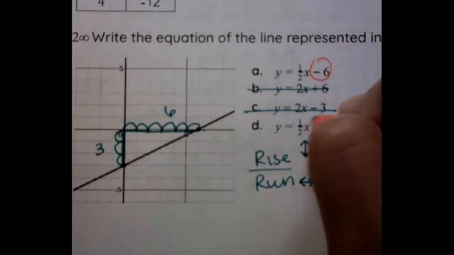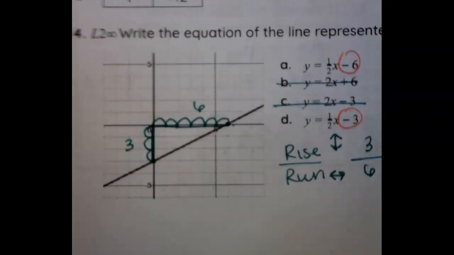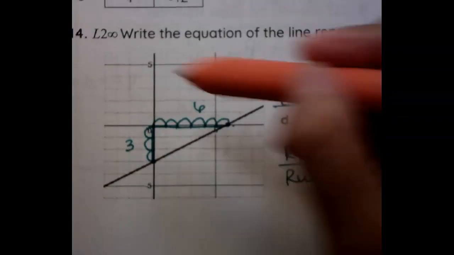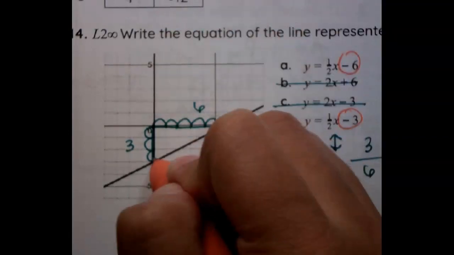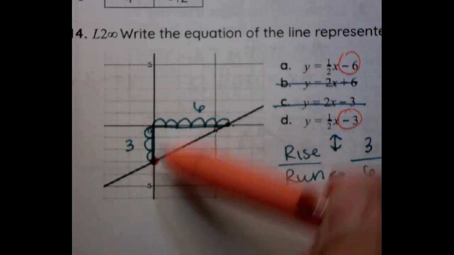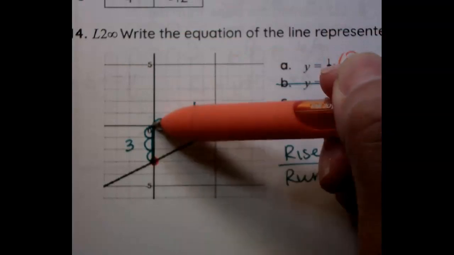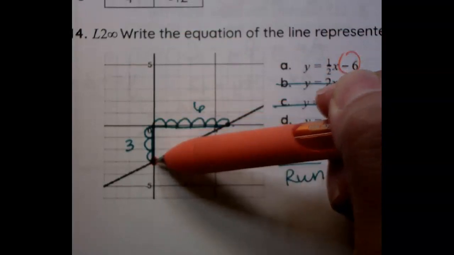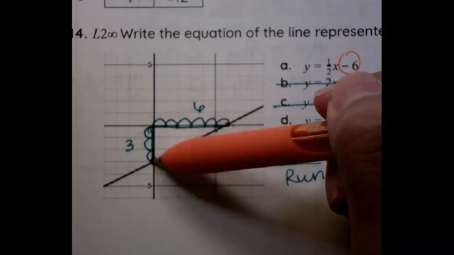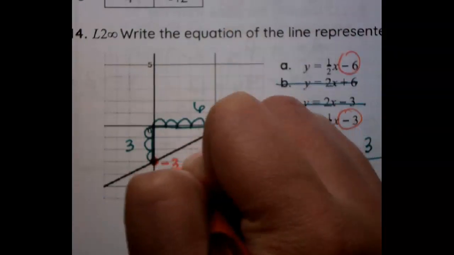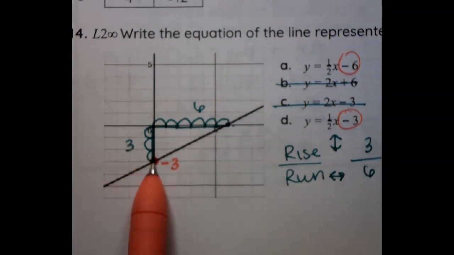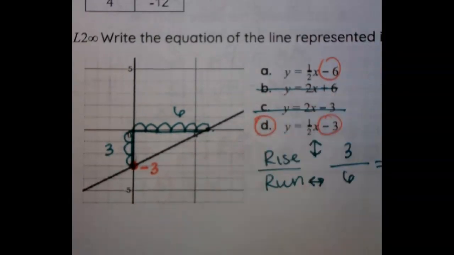This one has a negative 6. This one has a negative 3. The y-intercept is on the y-axis. This is the y-axis. This is my y-intercept. This is not positive 3. All of the positive numbers are at the top. To get from the origin to this point, I move down 1, 2, 3. This is negative 3. Don't get confused. This is a positive 3 because I moved up 3. This is for the slope. This point by itself is the y-intercept. And this is negative 3. So the correct answer is D.